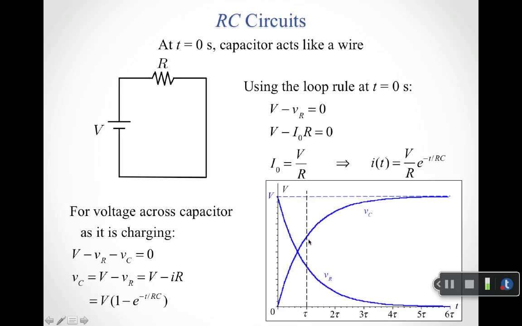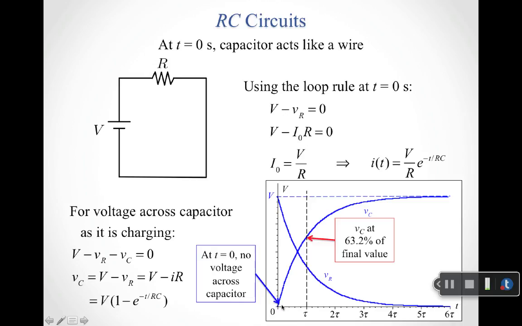the capacitor has grown, so that this is now the 63.8% and this is dropped to 63.8%, and so that's what those values are. Okay? So this is what happens when we charge. Again, at t equals 0, there's no voltage across the capacitor because there's no charge on the plates yet. Vc, the voltage across the capacitor, is 63.2% of its final value after one time constant.